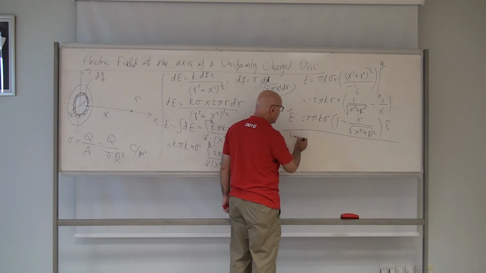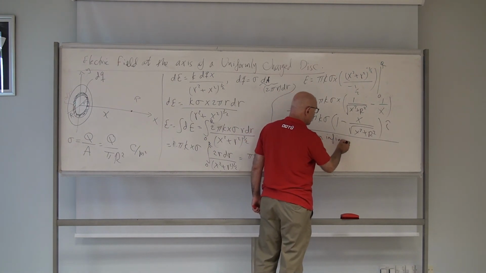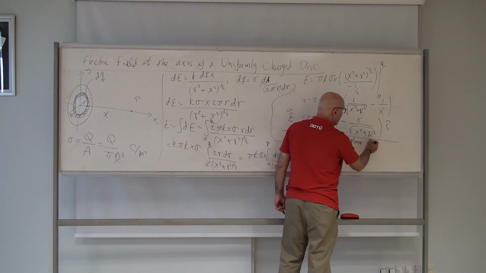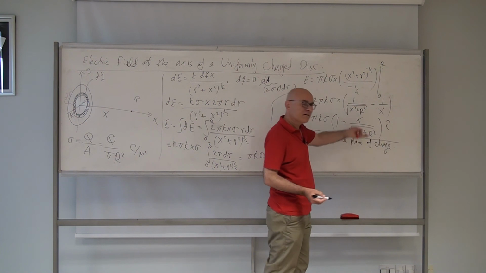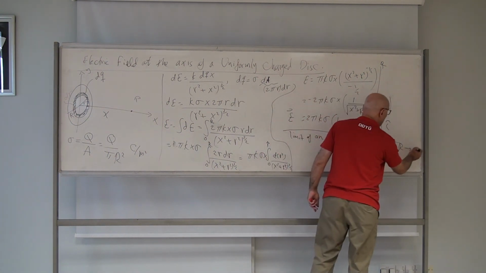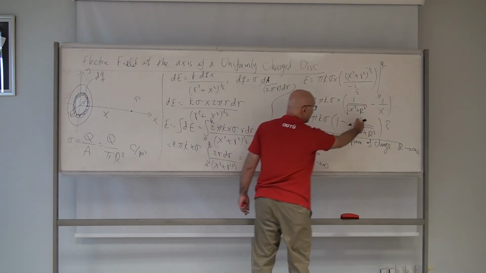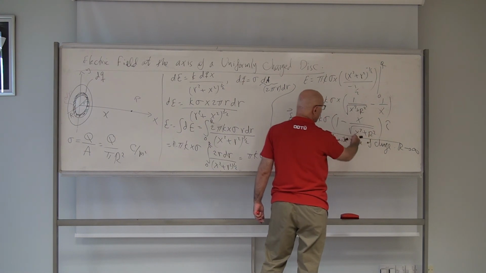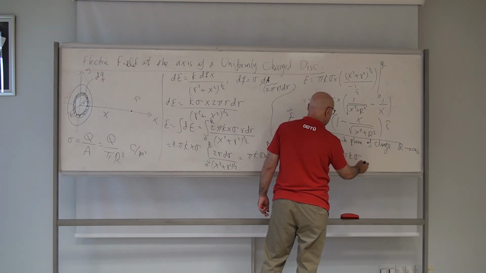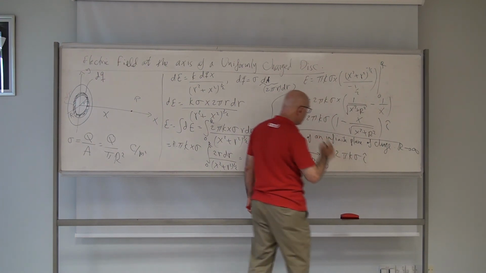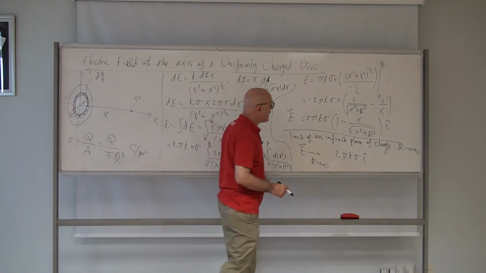So the limit of an infinite plane of charge. How do you make this infinite? You make R very large. So you make R go to infinity. In this case, when R goes to infinity, as you can see, this quantity becomes 0 because this is very, very large, and this becomes 0. So E goes to 2 pi K sigma i hat.